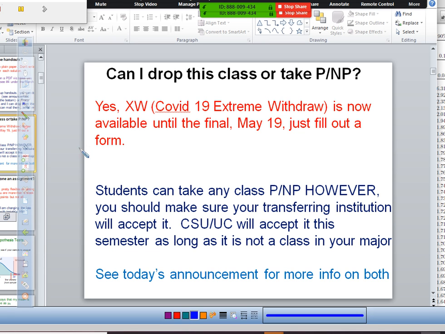However, make sure that wherever you're transferring to, they accept it. The CSUs and UCs will accept it for this semester as long as it is not a class in your major. In other words, if you're a geology major, you cannot take a geology class pass, no pass. But you could take this class pass, no pass. If you're a biology major, then you really need to take the biology classes for a grade. The other classes you can take pass, no pass. That's no problem.